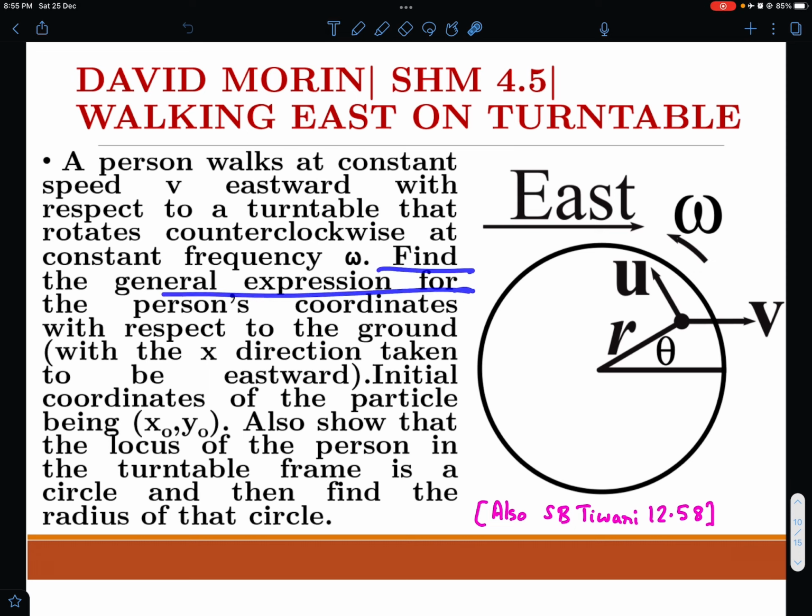Find the general expression for the person's coordinates with respect to the ground with x direction taken to be eastward. So this direction is the x axis, this is also the east direction, and maybe you can call this the y direction. You have to find the coordinates of the person with respect to the ground, and this is the coordinate system fixed with respect to the ground, x and y. Of course, you can think of another coordinate system attached to the rotating frame, but here he is talking about the position with respect to the ground. Initial coordinates of the particle are x naught, y naught.